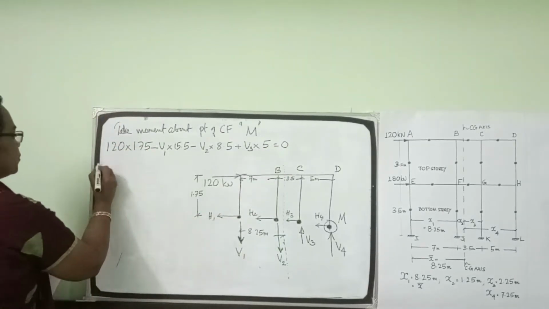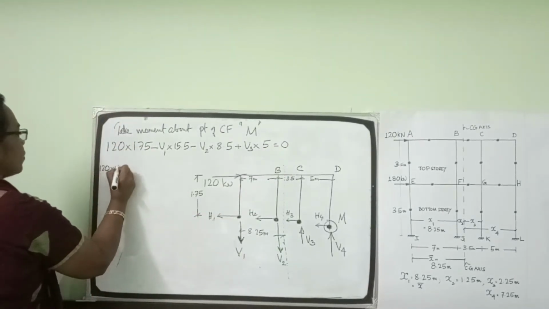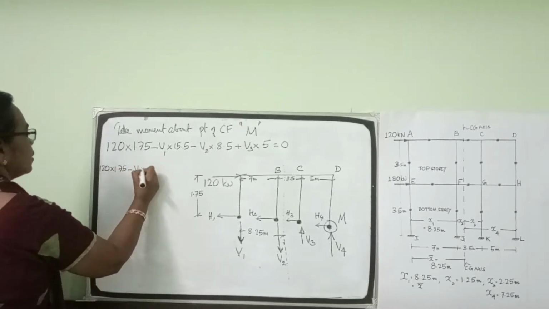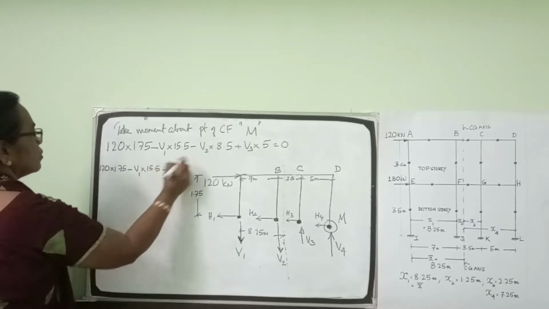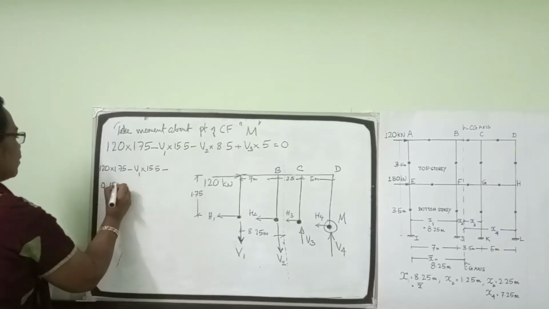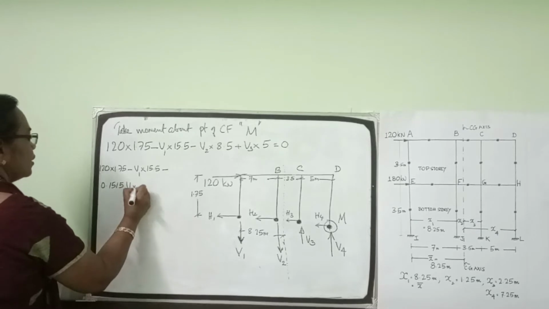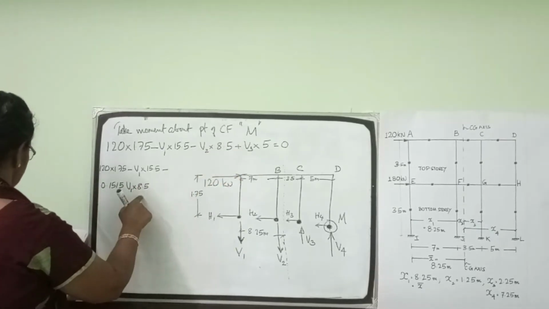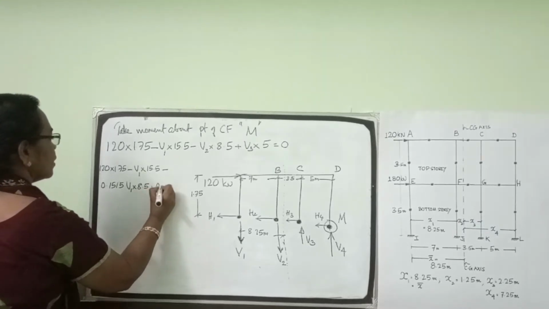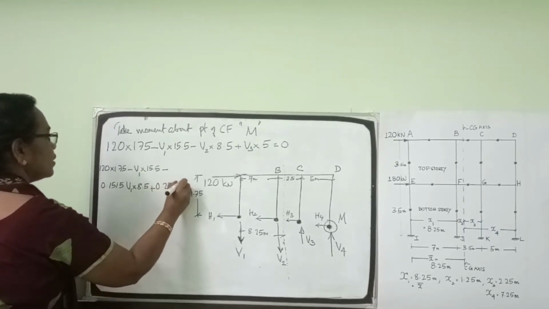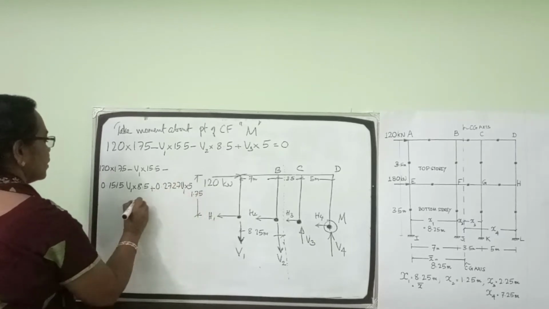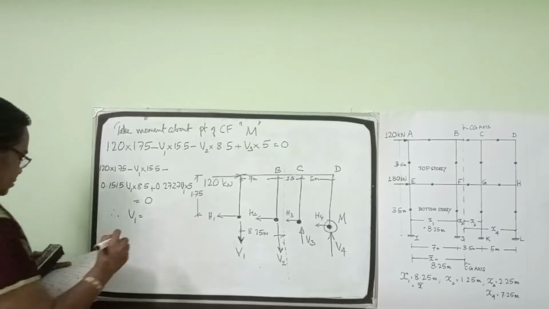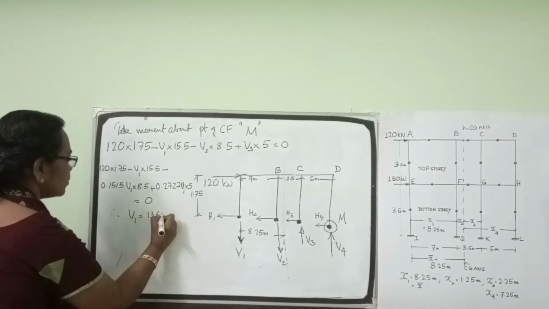Now in this we substitute 120 into 1.75. For V1 we have V1 into 15.5. For V2 we have 0.1515 V1. For V3 we have 0.2727 V1. So from that we get V1 equals 13.615.